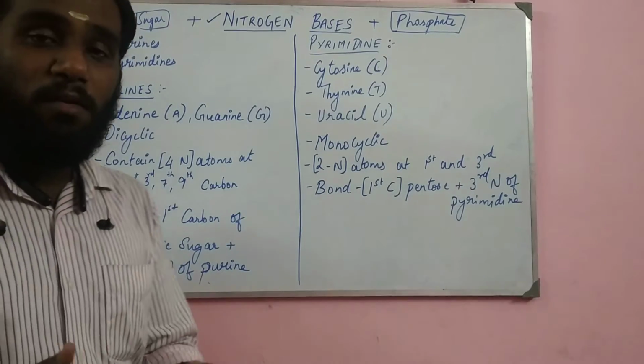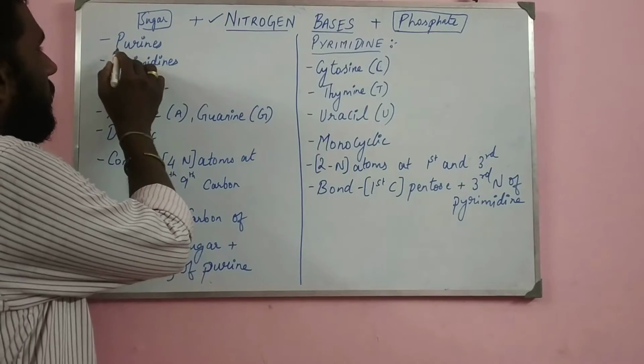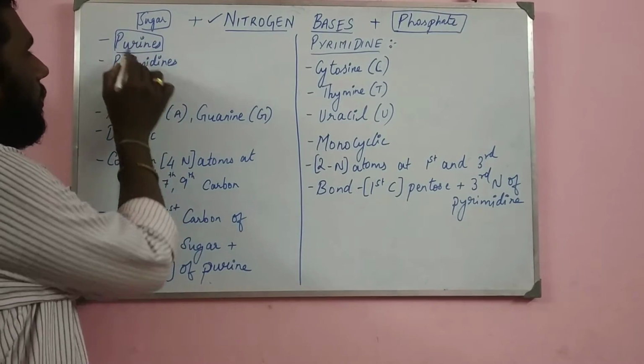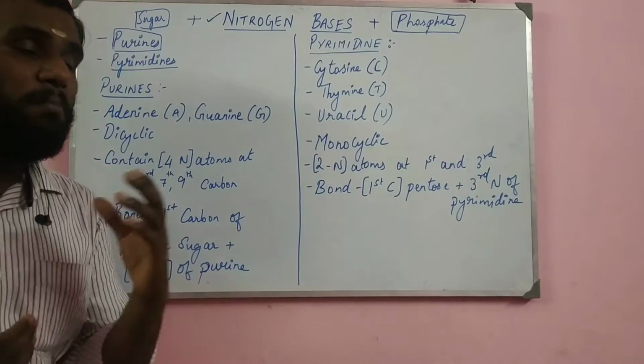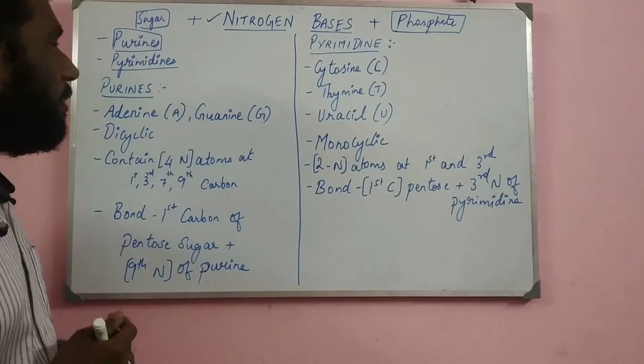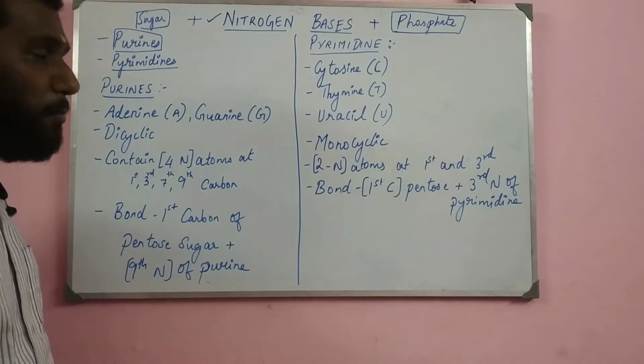Basically, the nitrogenous bases are divided into two categories. The first one is called a purine, and the second one is called a pyrimidine. Now we'll talk about each one of them individually and analyze them.